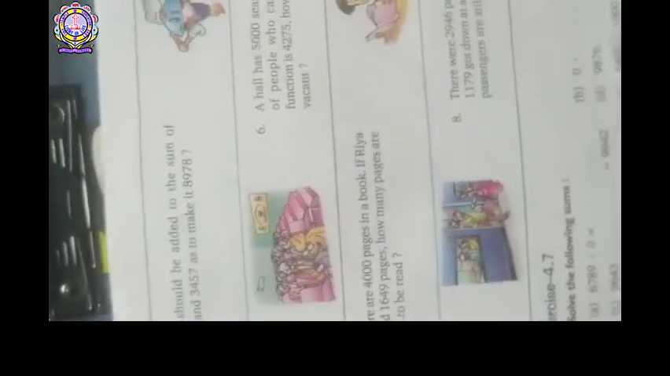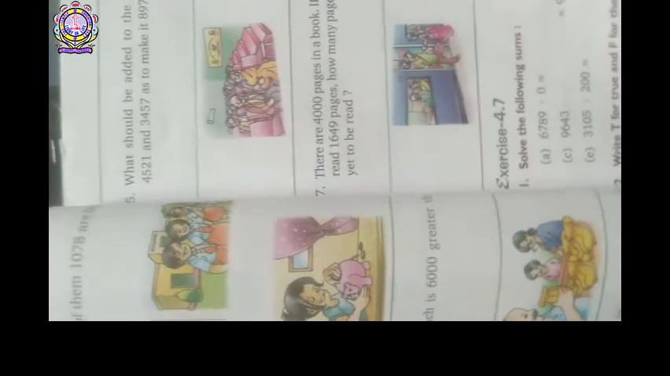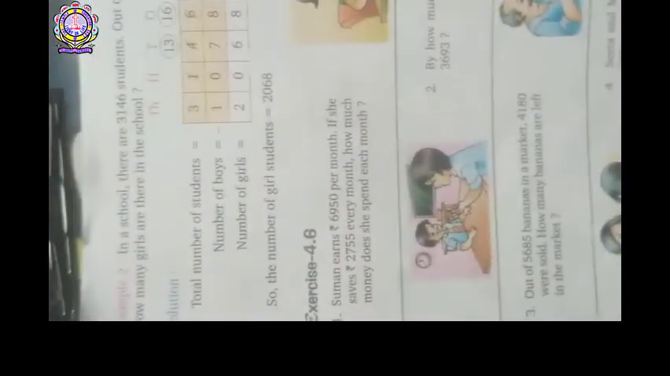Okay, question number 5, 6, 7, 8 we will do in the next class. Okay student, question number 1, question number 2 and question number 3, complete on your notebook, and exercise 4.5 complete, and exercise 4.6, 1 to 3, complete on your notebook. Question 4 to 8 we will do in the next class. Okay student. Okay, bye.